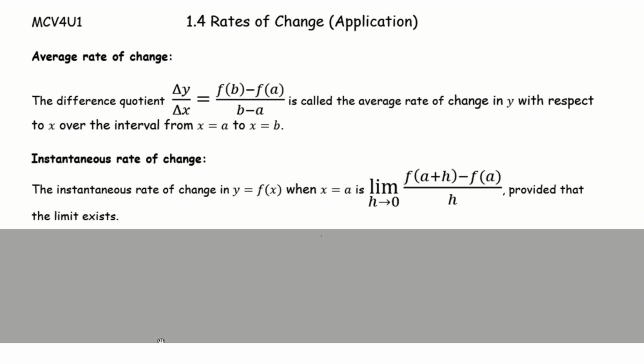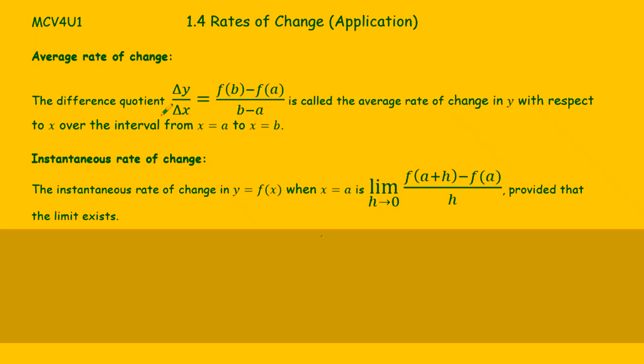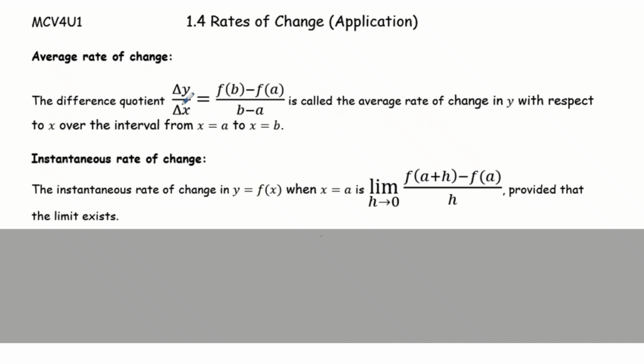In this video, we are going to apply the rate of change to word problems. So we just briefly review what we have done for the rate of change. Average rate of change is also the slope of a secant. It's a difference quotient. Quotient means division. So delta y, the difference of y, divided by delta x, the difference of x. In function notation, it is f at b minus f at a, divided by b minus a.